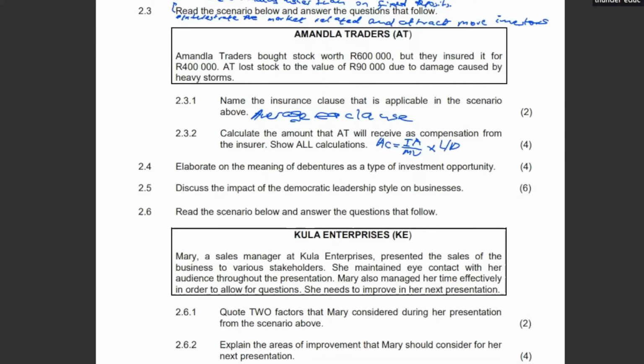So now if we check here, substituting will actually yield the following. We have insured amount. If you check from the scenario, insured amount, we have 400,000. Then we check the market value. The market value here, this was bought with what? With 600,000. So we have 600,000 as our market value. So now let's check the extent of damage or loss. We have 90,000.